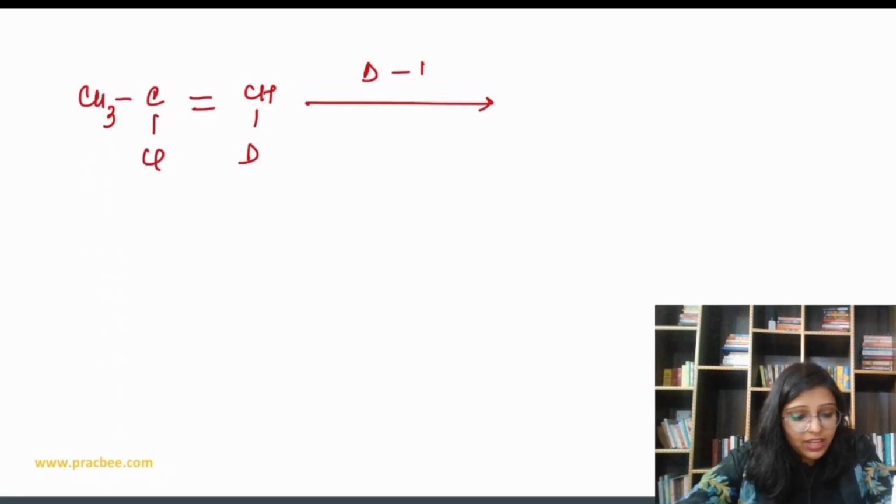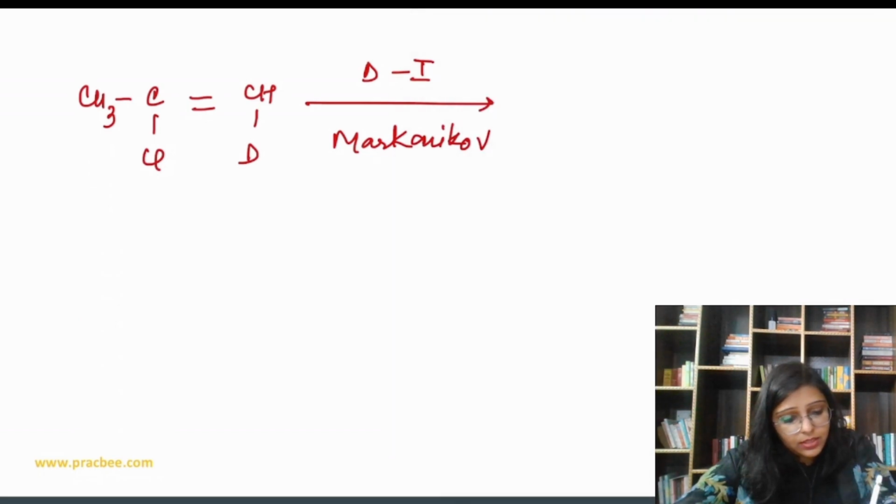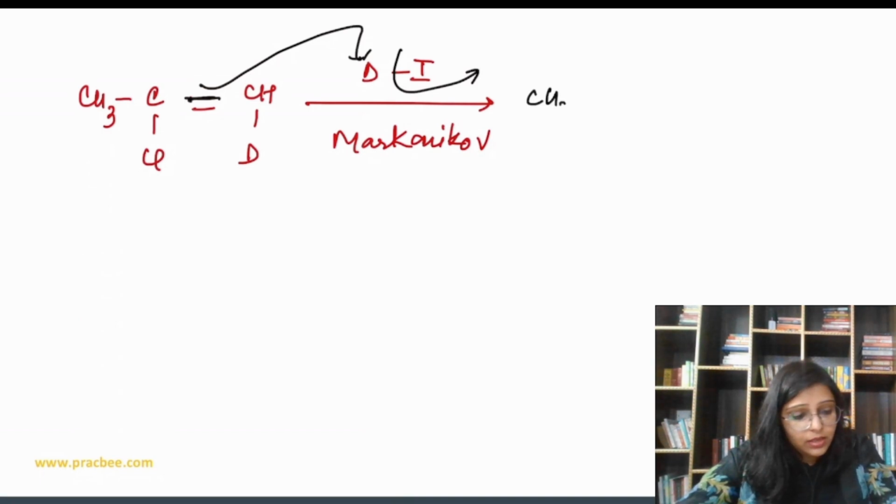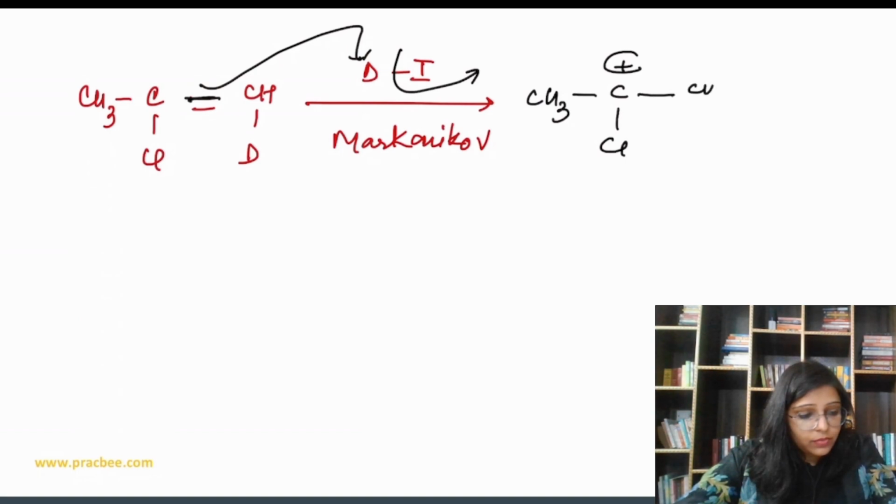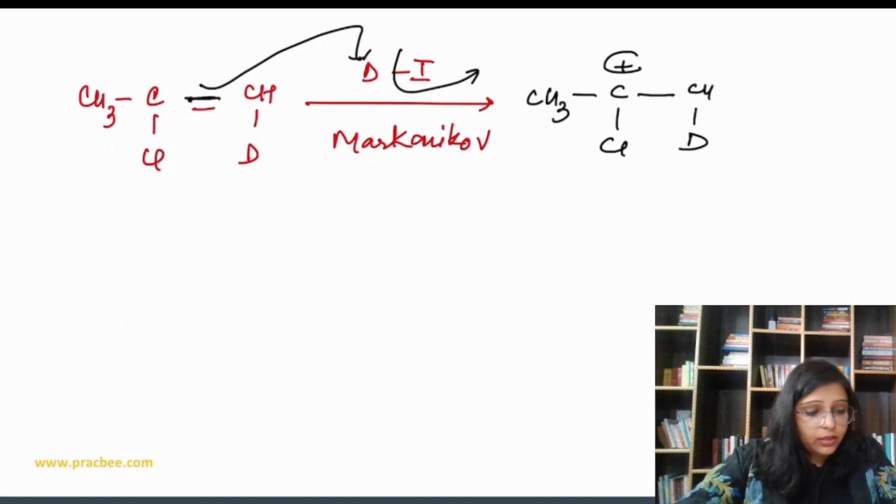So again we have DI. We have to follow Markovnikov. So it means this double bond forms bond with D plus and iodine leaves as I minus. So we get CH3 C positive beta Cl and CHD. ठीक है?